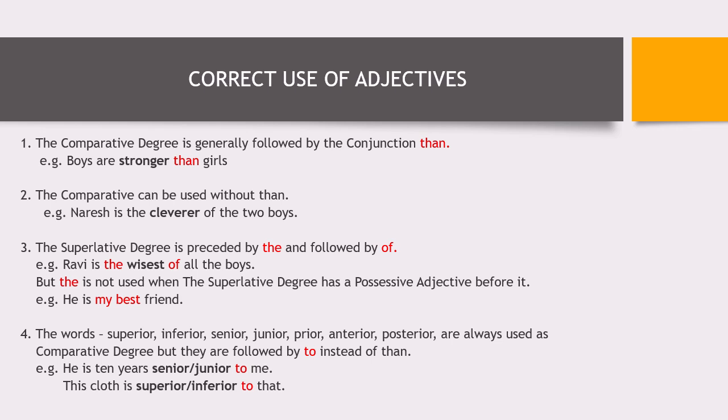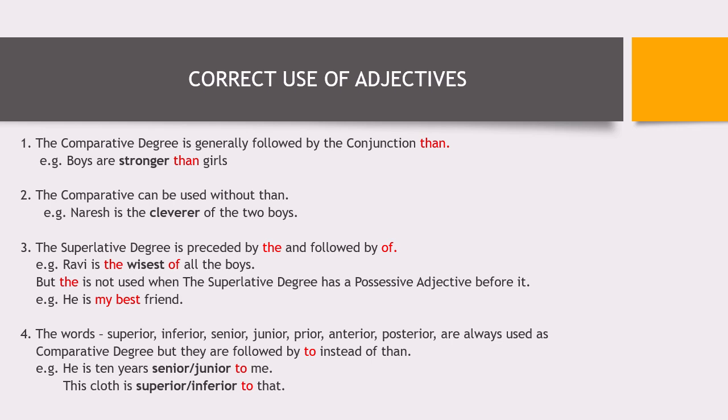Correct use of adjectives. 1. The comparative degree is generally followed by the conjunction than. For example, boys are stronger than girls. 2. The comparative can be used without than. For example, Naresh is the cleverer of the two boys.